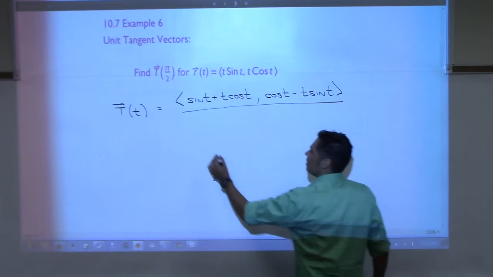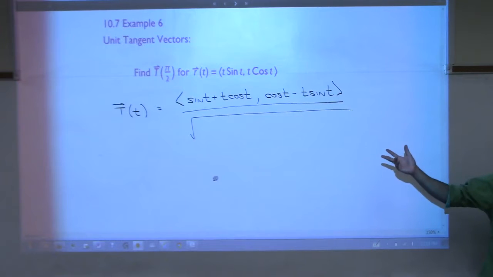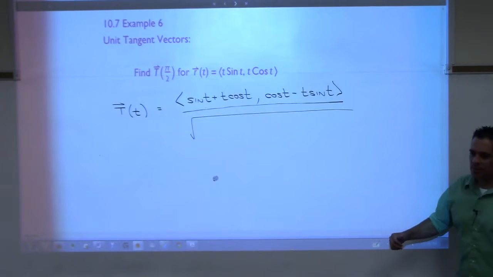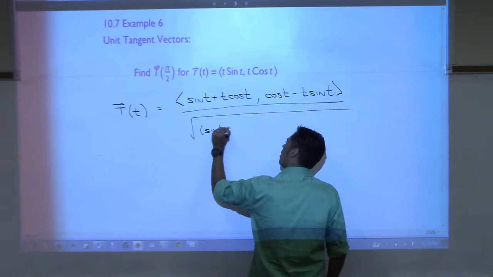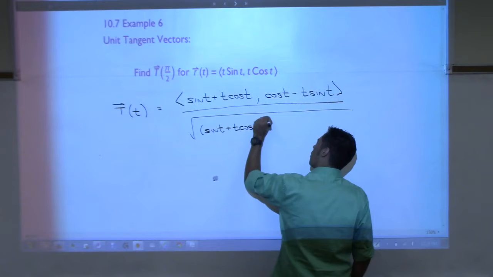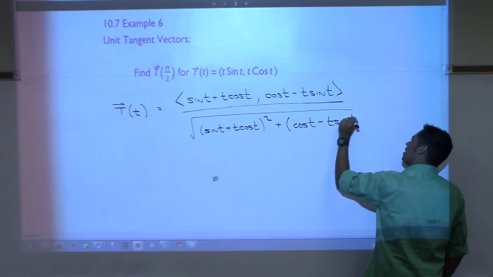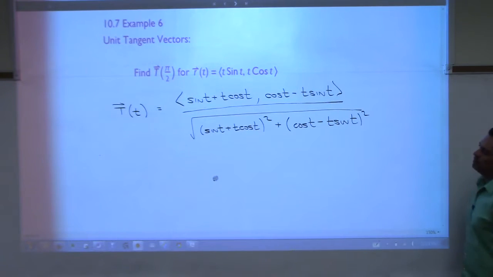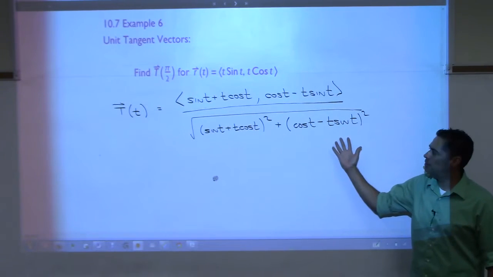Okay? So we get to take the square root of the sum of the components of that squared. And it's gonna be algebra. That's going to be sine of t plus t cosine t, we're going to square that quantity plus cosine t minus t sine of t, and we're going to square that. Now, that is the definition, right? That's the derivative of r divided by its own length. So let's just work on this part right here.